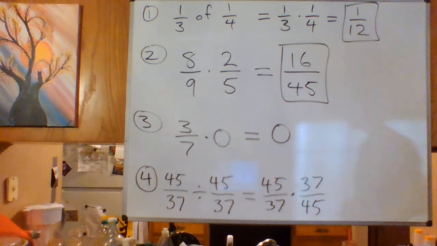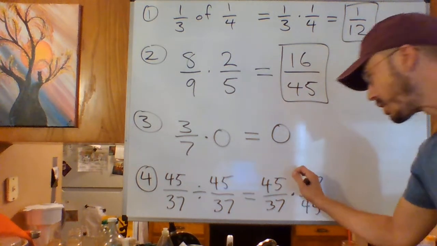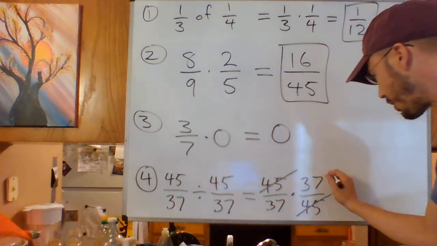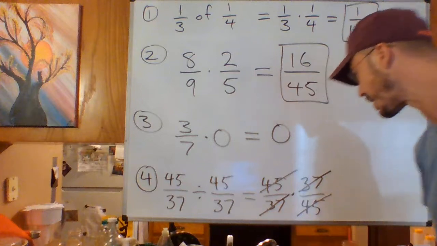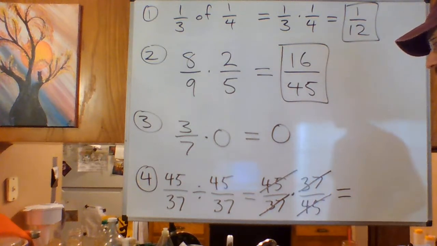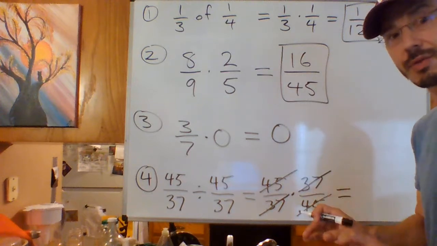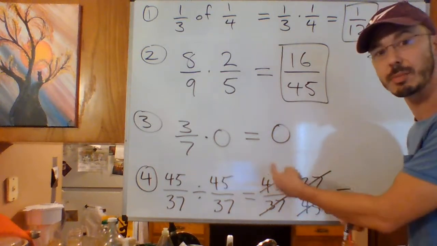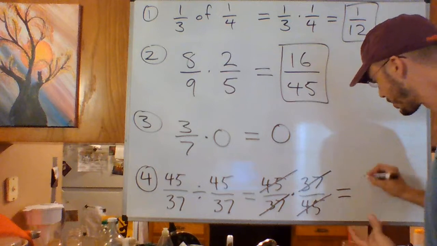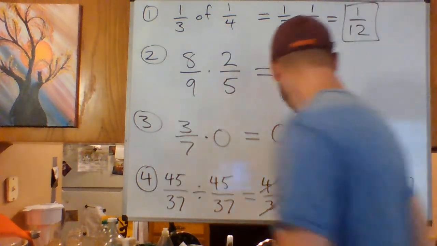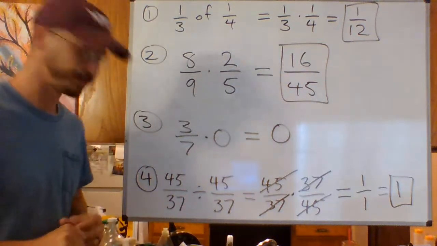And in this case, there's a 45 upstairs and a 45 downstairs that cancel perfectly. 37 upstairs and 37 downstairs. What's left is nothing, kind of. Not 0, though. When they cancel completely, they leave a 1. So this is 1/1 is what we're left with, but that simplifies to just the number 1.